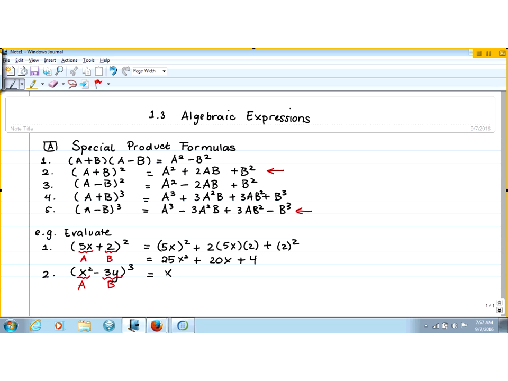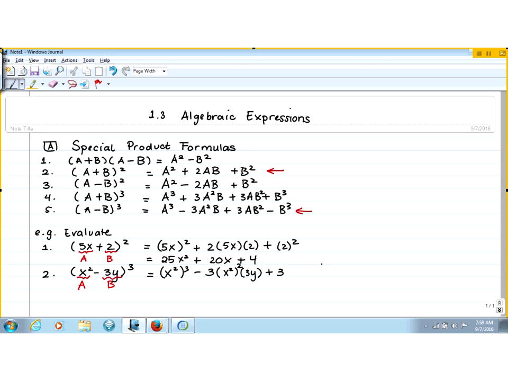A cube. What is A cube? X squared cube. Or you can write x to the 6. It doesn't matter. Right? Minus 3ab. What is 3ab? 3 times x squared times 3y. Okay. Plus 3a squared b. Yes. 3 times x squared 3y.